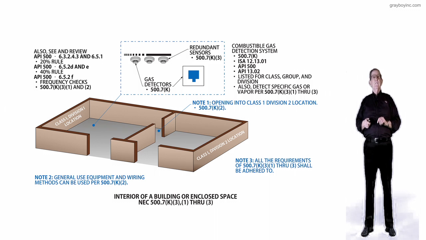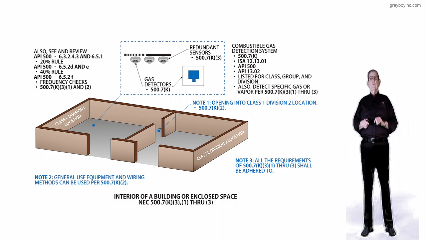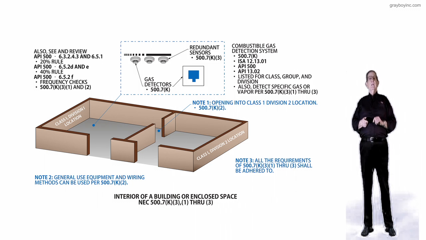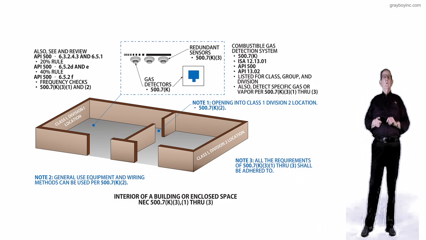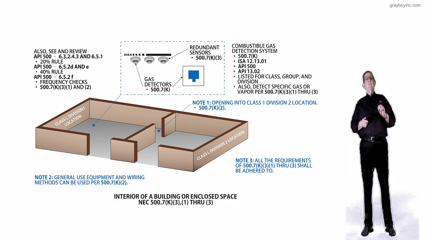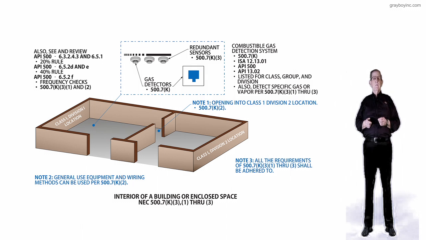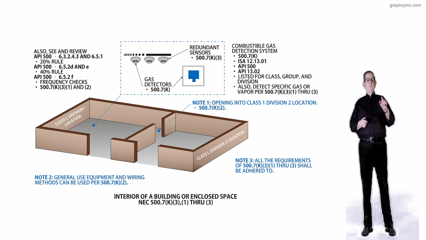Now, secondly, I would like to review the ventilation rules. We just looked to the right of the illustration, the call-outs for the gas detection type system. Now we want to look at ventilation rules. So again, the API 500, we look at 6.3.2.4.3 and 6.5.1. I know that's a lot of dots, but that's how these sections are identified. That deals with the 20% rule. Now we want to look at the 40% rule, so we go with the API 500 6.5.2D as in dog and Z as in Ed, and we get the 40% rule.